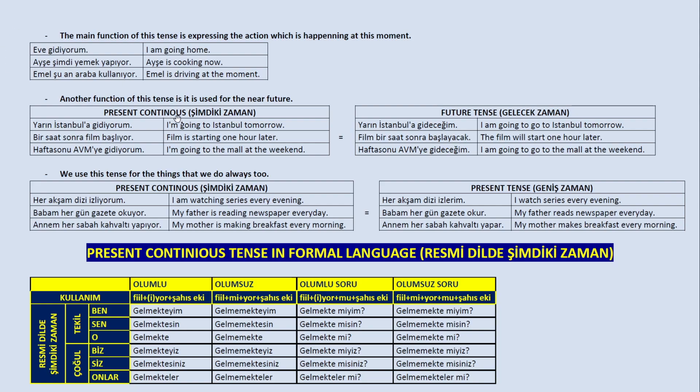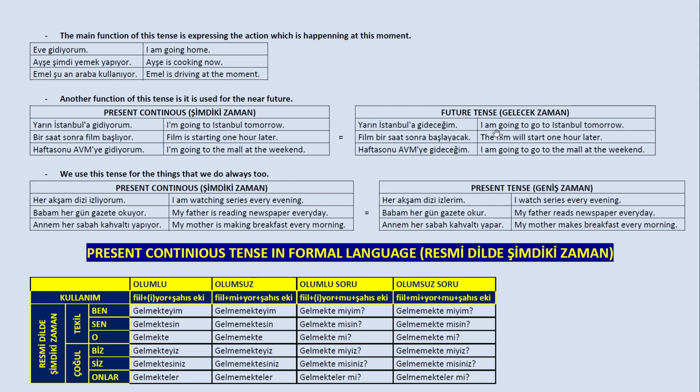Another function of this tense is that it is used for the near future. Yarın İstanbul'a gidiyorum. It is not happening right now. I'm going to Istanbul tomorrow. It's for near future, we said. Tomorrow. The day after today. Yarın İstanbul'a gideceğim. In future tense, I am going to go to Istanbul tomorrow.